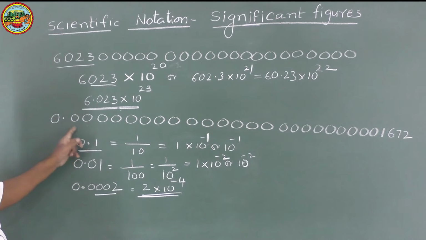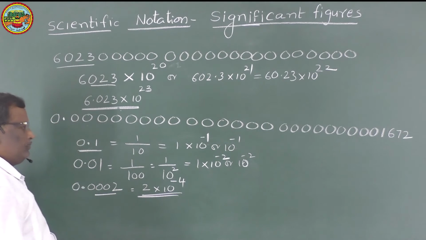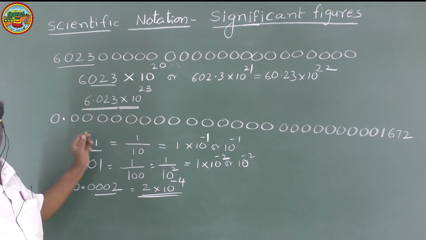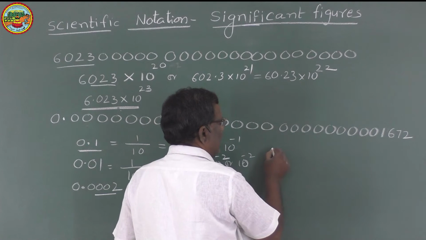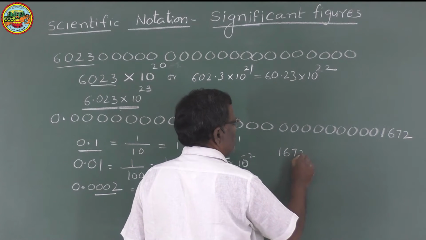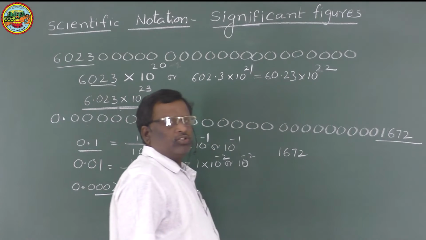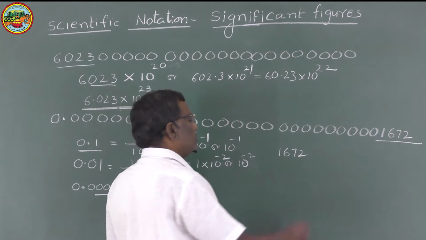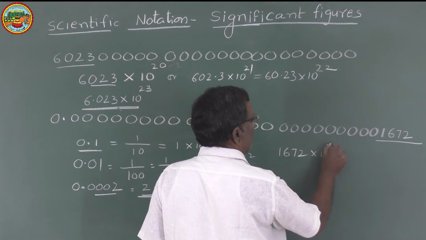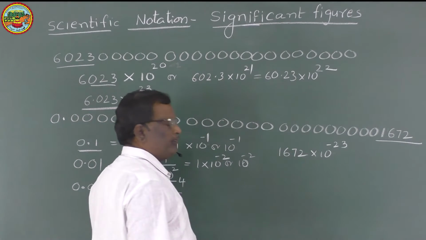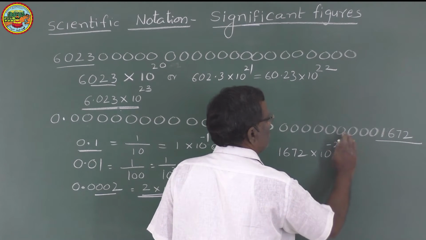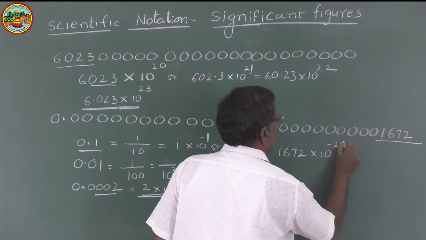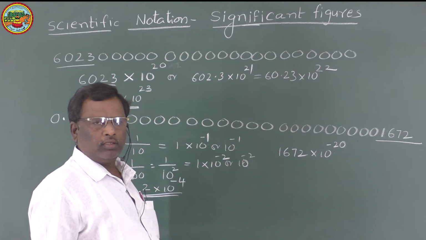Now if you observe this number, there are 23 zeros after the decimal. So this can be written as 1672, the non-zero numerals present at the end, into 10 to the power minus 23. Sorry, there are 20 zeros. So it will be equal to 10 to the power minus 20.